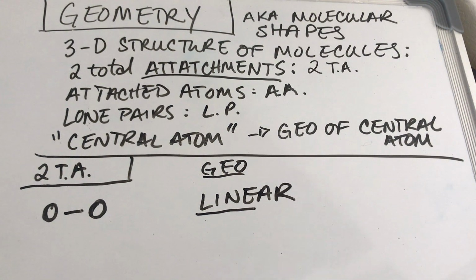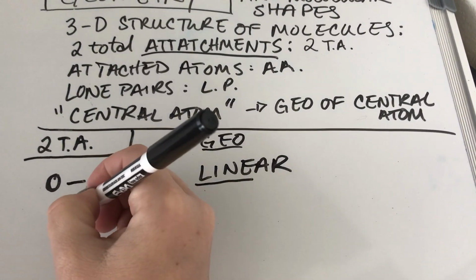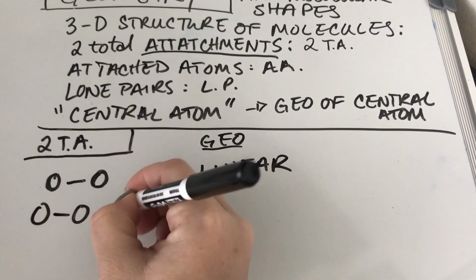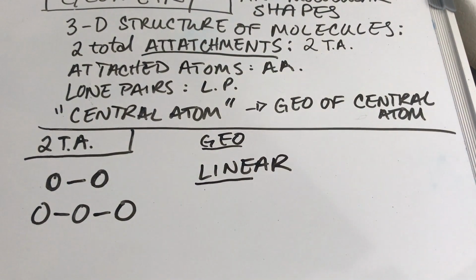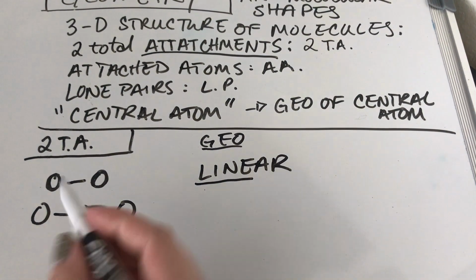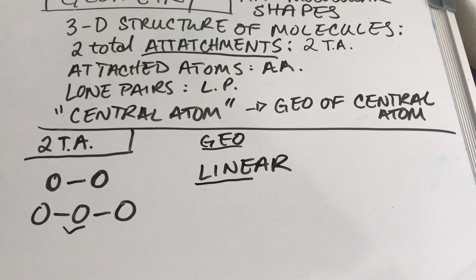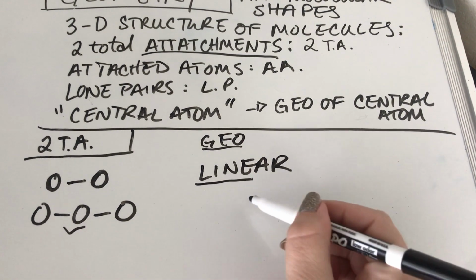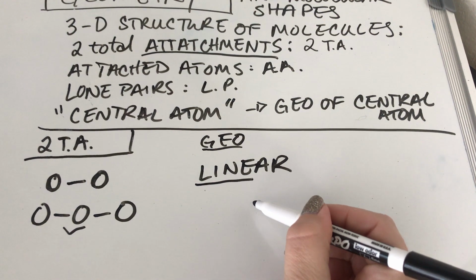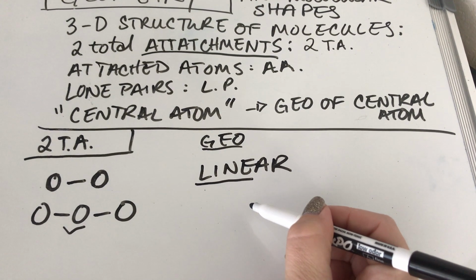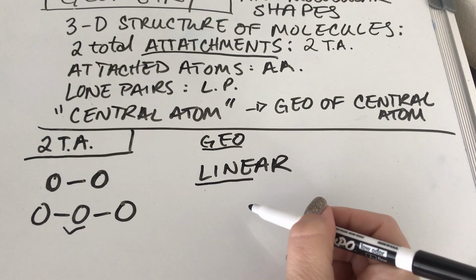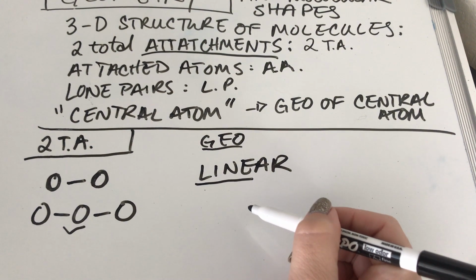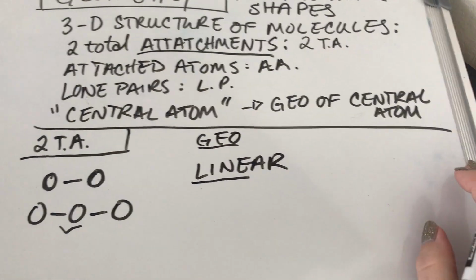Cool. There's one other example where I can talk about having something like this, right? Where now I have a central atom, that would be this guy. And I have 2 attached atoms. This is also linear. Let's look at some examples.